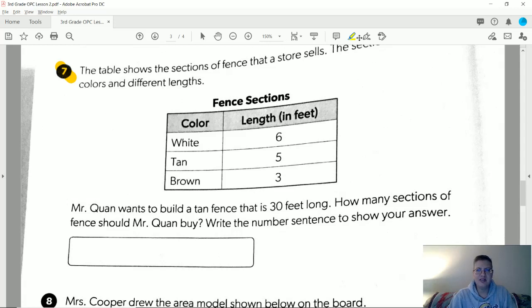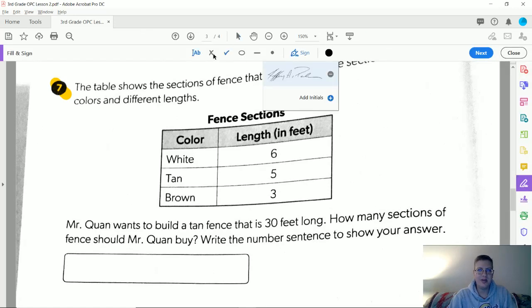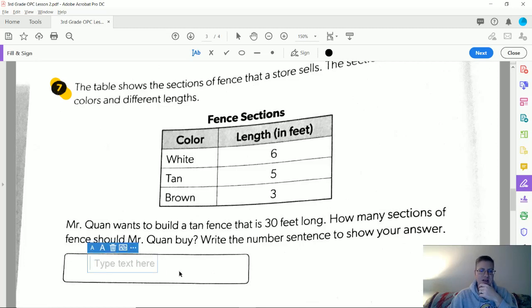Number 7, so I need to switch tools so I can type. So Mr. Kwan wants to build a tan fence. So tan fence sections come 5 feet each. How many sections of fence should Mr. Kwan buy? So my number sentence could be 5 times 6 equals 30, or I don't know what the division symbol is, so I'm just going to do this. 30 divided by 5 equals 6. And so that would give me 6 sections.